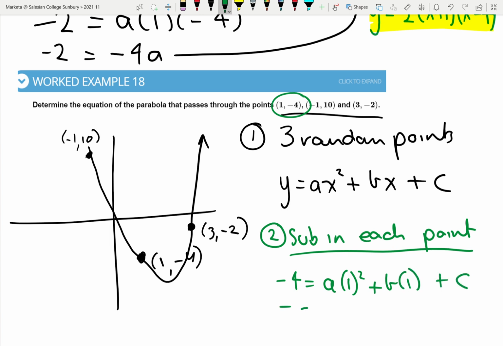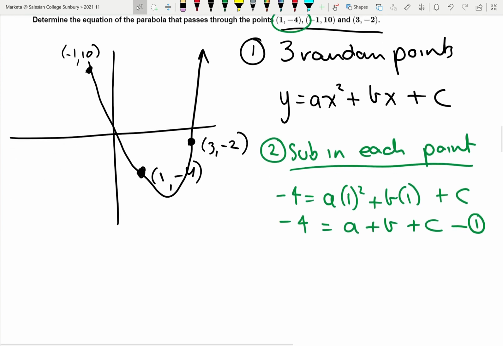So that gives us -4 equals a plus b plus c. So that's one equation, and you could label it number 1 if you wanted to. I personally don't see too much value in doing that. I think if you just write the 3 equations, they don't need labels.